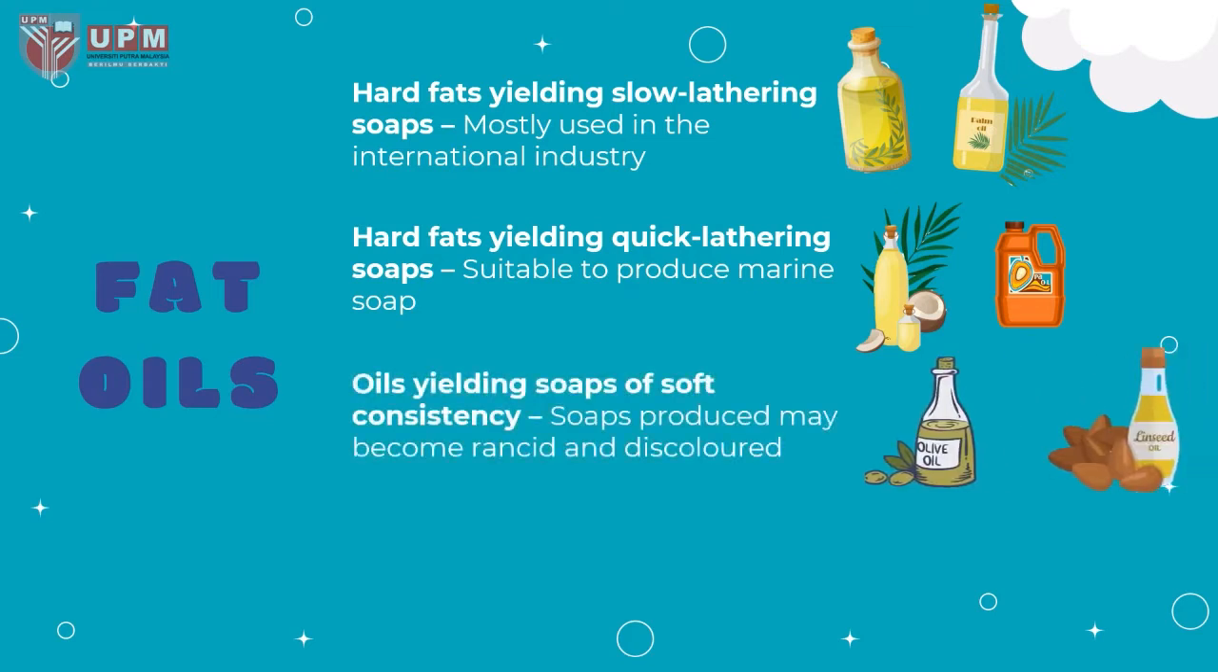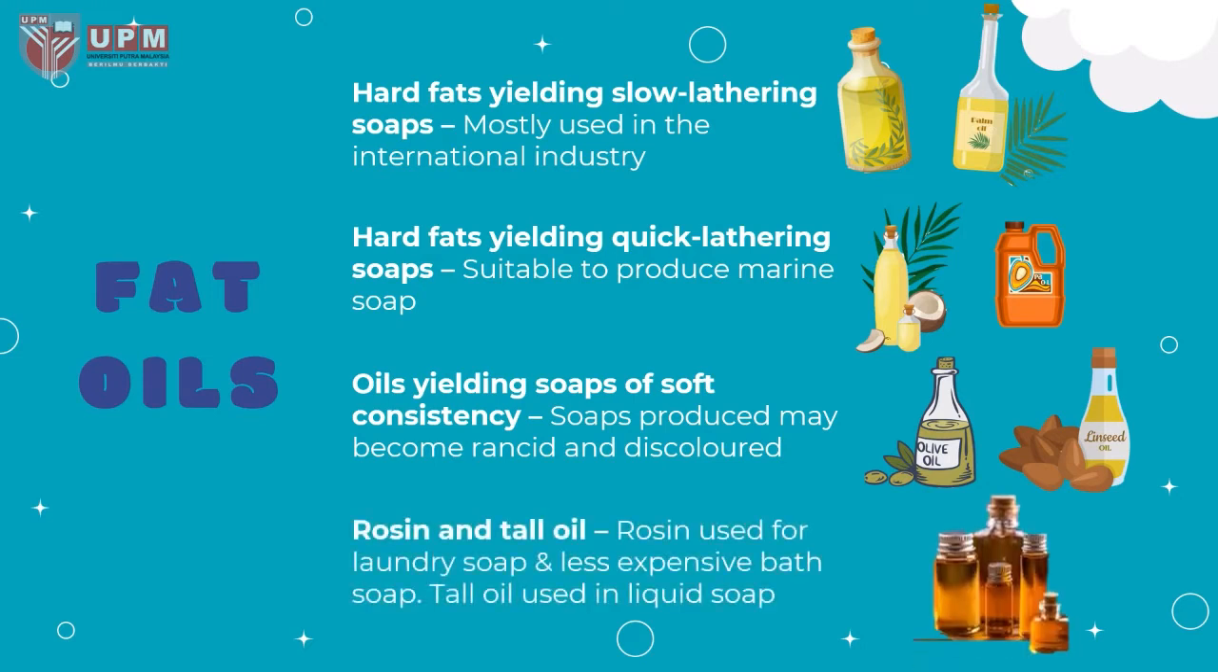Next, oils yielding soaps of soft consistency, made from olive oil or linseed oil, that may produce rancid and discolored soap. Lastly, rosin and tall oil. Rosin is usually used to make laundry soap and less expensive bath soap, while tall oil is used in liquid soap.